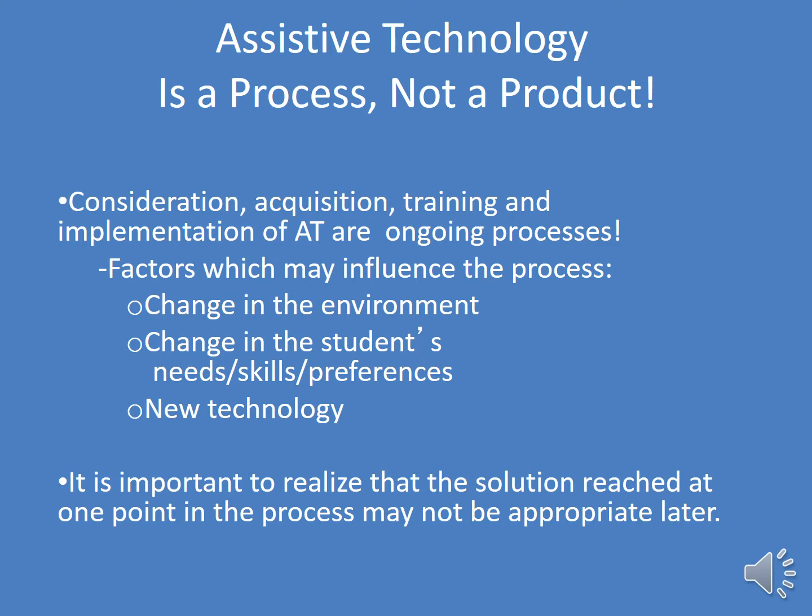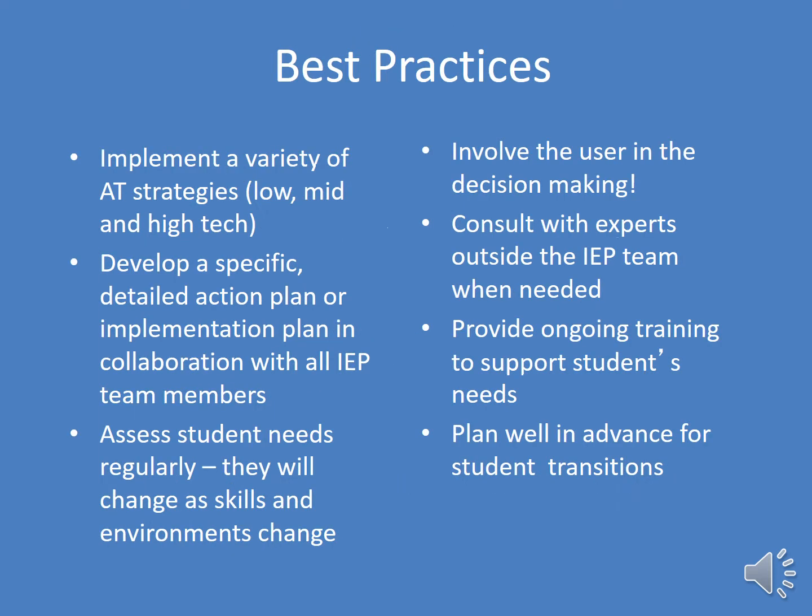And it's also important to remember assistive technology is never ever about a product. Assistive technology is a process. So when you're considering assistive technology, there are lots of factors that go into it, including the environment, the student's skills, and the type of technology available. And those things will always be changing. The environment is constantly changing, skills are changing, and technology is being improved all the time. Best practices for implementing assistive technology.